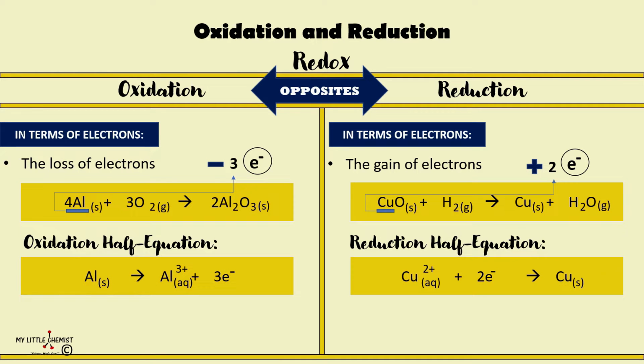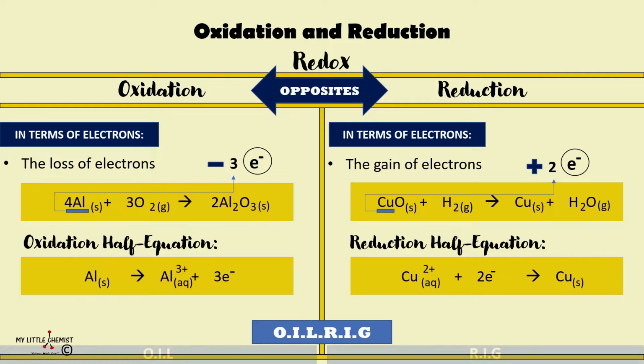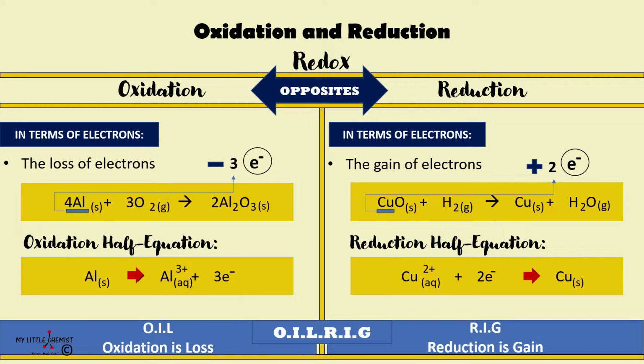Oxidation and reduction half equations are used to represent these redox processes alone. Hence, it is called a half equation. It shows where electrons have been lost or gained. Here's a common acronym used to remember redox in terms of electrons: OIL RIG. This translates to oxidation is loss of electrons, whereas reduction is gain of electrons.